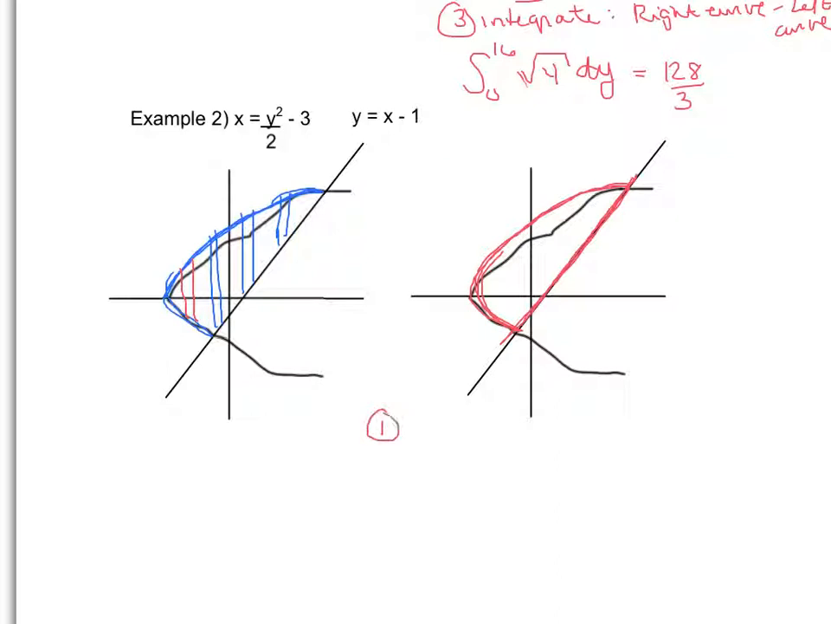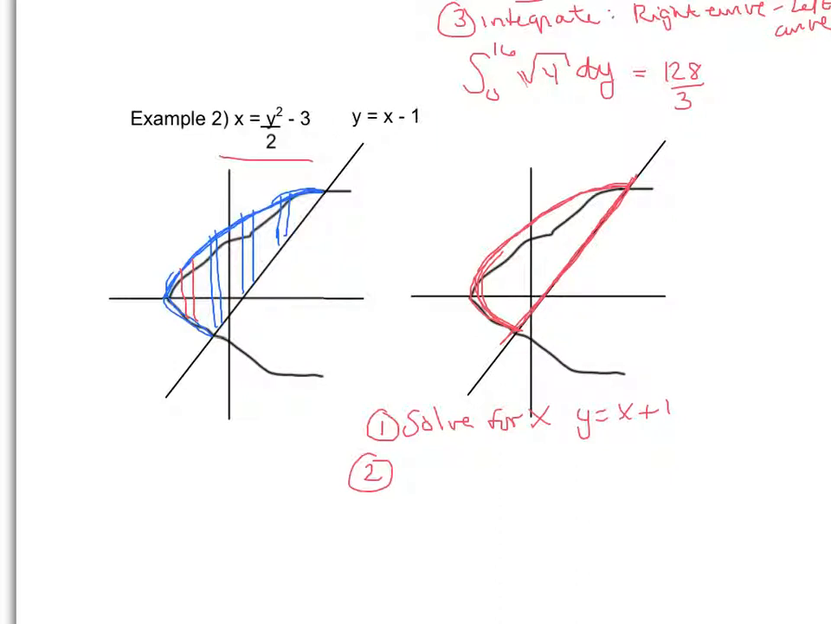So the first thing I'm going to do is solve both equations for x. I see the first equation is already solved for x. The other one, I'm going to go ahead and add 1, and I'm going to get y equals x plus 1. Then I need to find my limits. To find my limits, I can find the intersection points between my two curves.